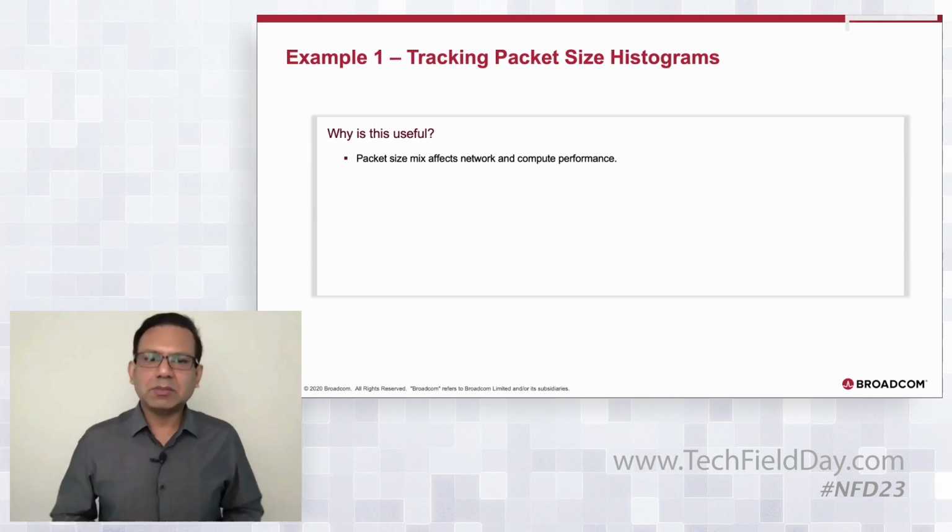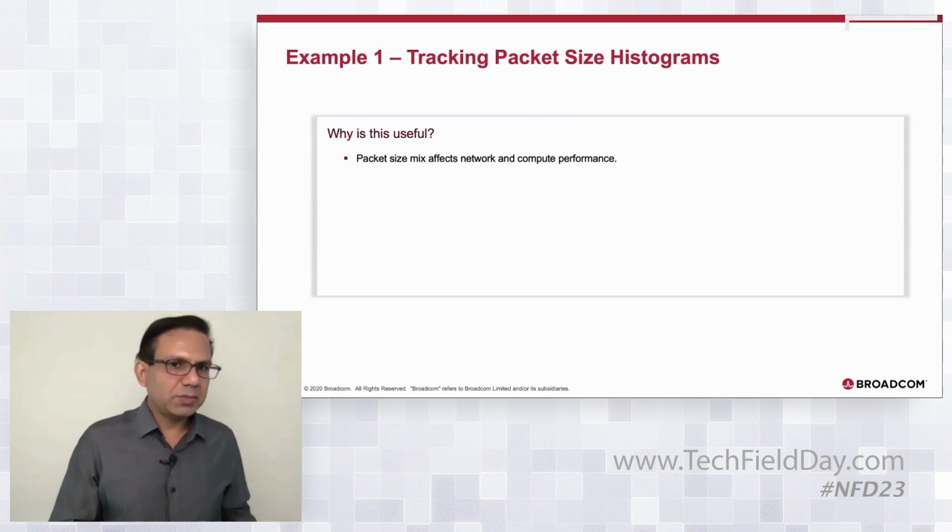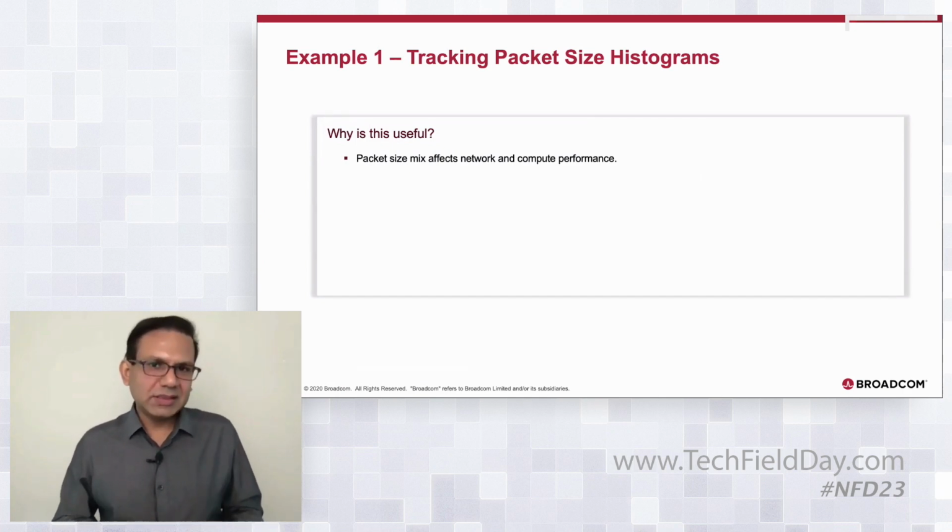So let's say the first example is we want to track packet sizes and just build a histogram from that. Why is this useful? Because your packet size mix affects network and compute performance. If you have a lot of small packets, then typically they take the same processing load as a larger packet, but you're getting less data across. So you are getting less performance out of your resources if you're seeing a mix of very small packet sizes.